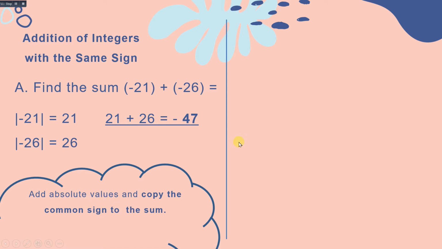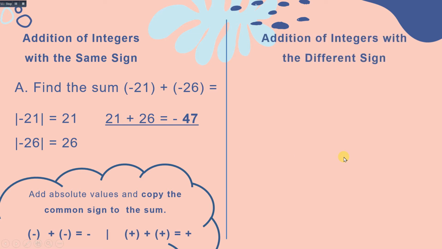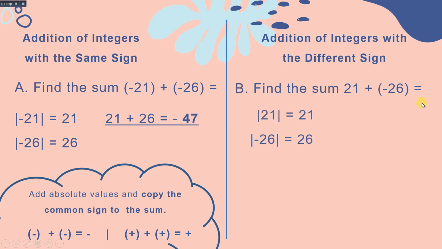Another rule in adding integers: addition of integers with a different sign. We have here the example 21 plus negative 26. So it is a totally different sign. Now to get the absolute values, 21 is still 21, negative 26 is 26. Then you need to subtract the smaller value from the larger value. So 26 minus 21 would be 5.